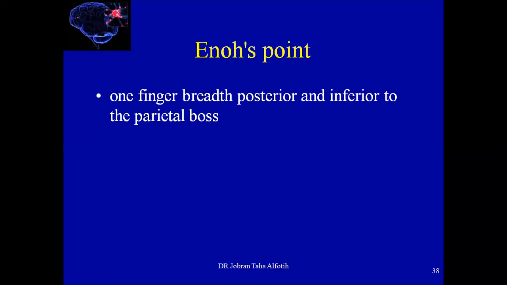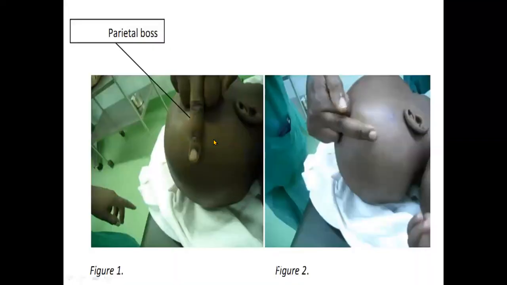Lastly, we have Keen's point. Keen's point is similar to the occipital parietal point. How to find this point: it is 1 finger breadth posterior and superior to the parietal boss. As we see here, here is the parietal boss, and behind it, posterior to the parietal boss, will be your entry point.